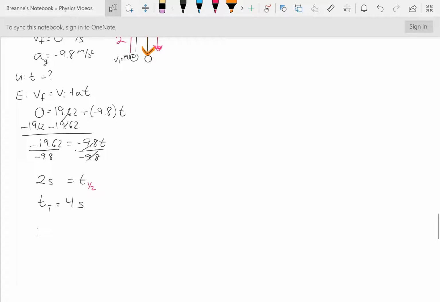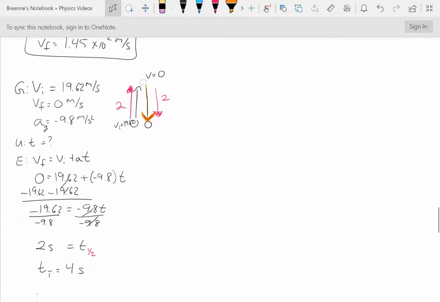On 17, Sarah throws the ball a second time straight up in the air with initial velocity of 19.62 meters per second. However, this time she lets the ball land on the floor 1 meter below where she threw the ball from. How long will the ball be in the air before it hits the ground? So now Sarah has missed the ball, so it goes an extra 1 meter.